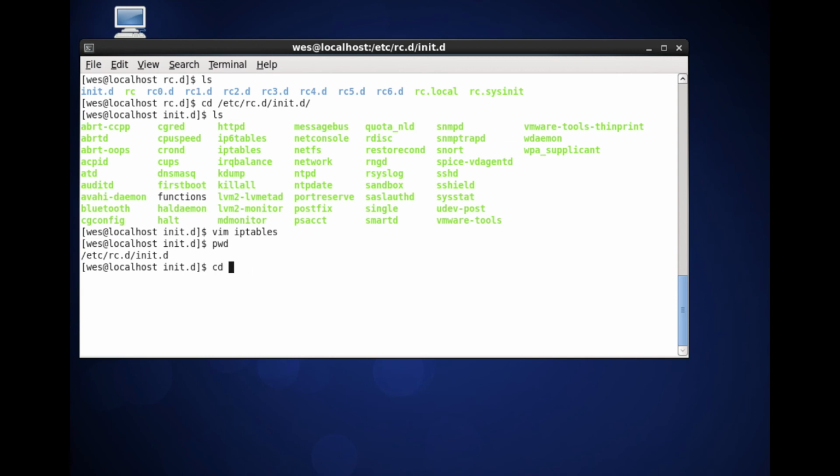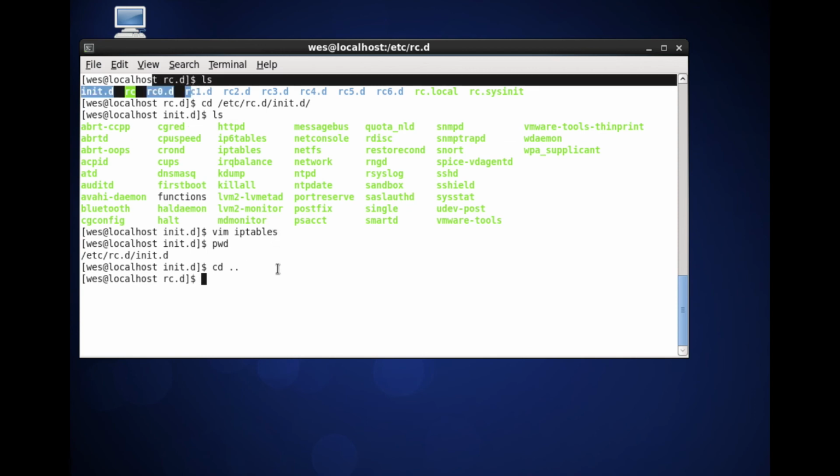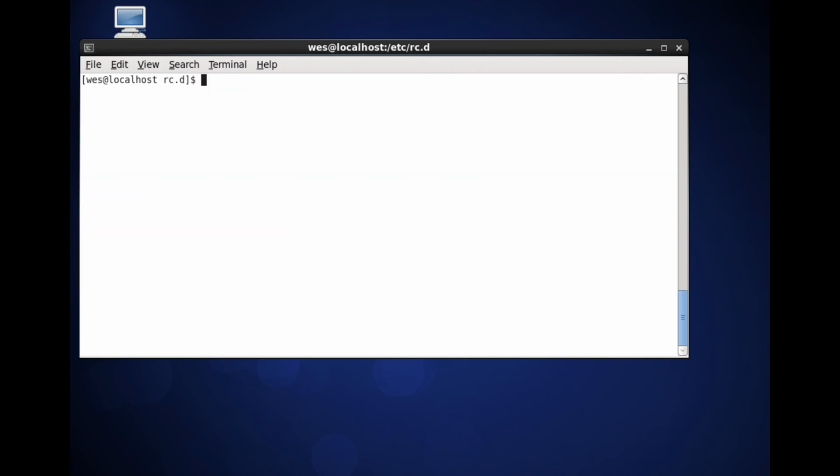Let's go up a directory. So now we're back in this directory I had up here, this rc.d directory. Let's look at it again. Okay, I'm going to clear the screen and let's look at it again. So we were just in here, we saw all the raw scripts. But remember how we said that you have specific run level directories depending on what run level we're in?